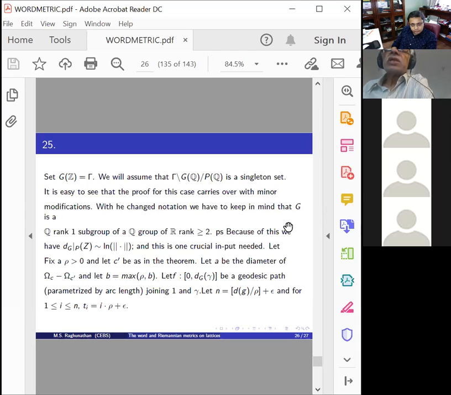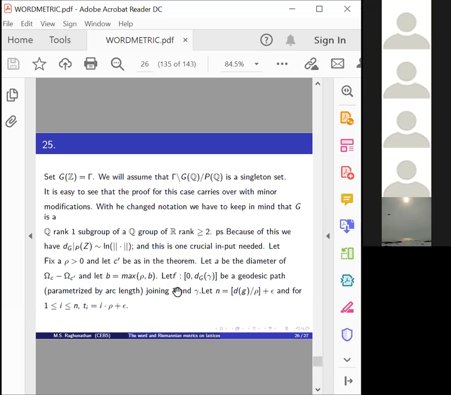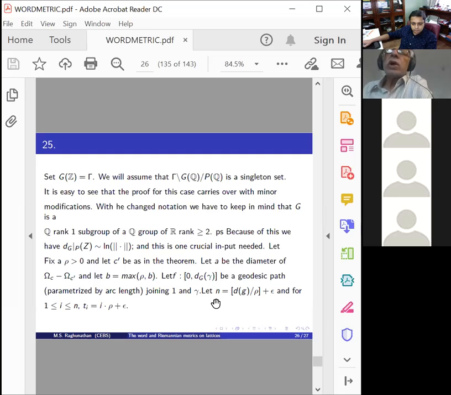So the metric on G is complete. It's a complete Riemannian metric. So there is always a minimizing geodesic joining two points. So there is a path from 0 to d_G(γ), which is a geodesic path, parametrized by arc length, joining 1 and γ.